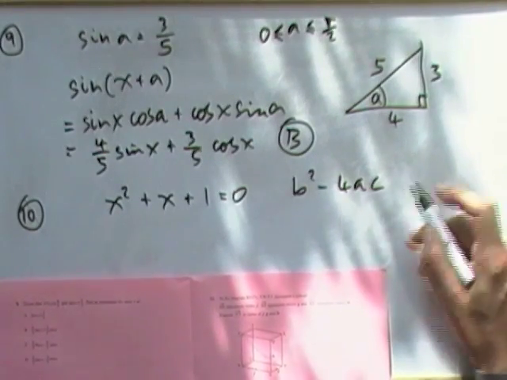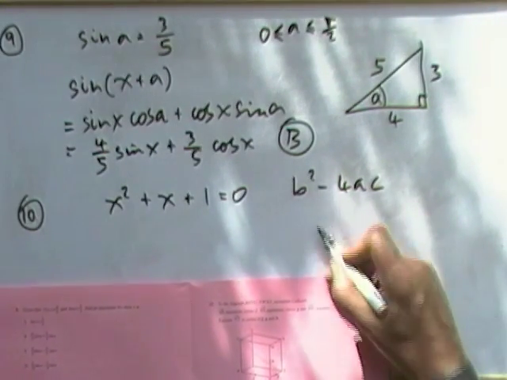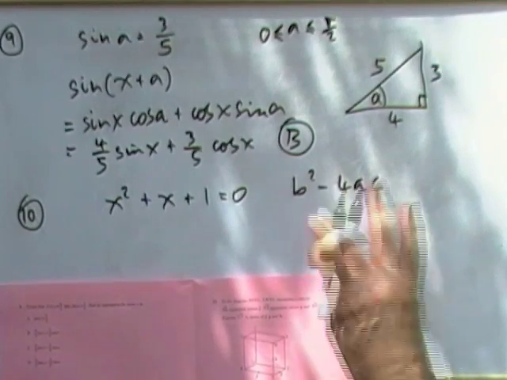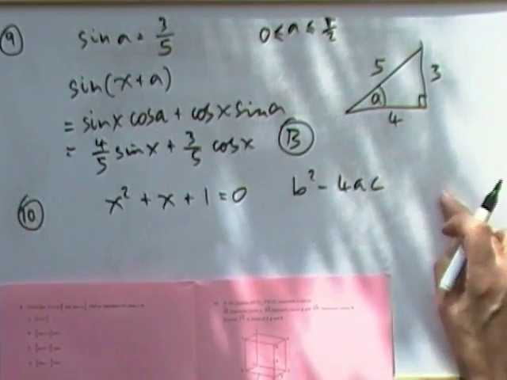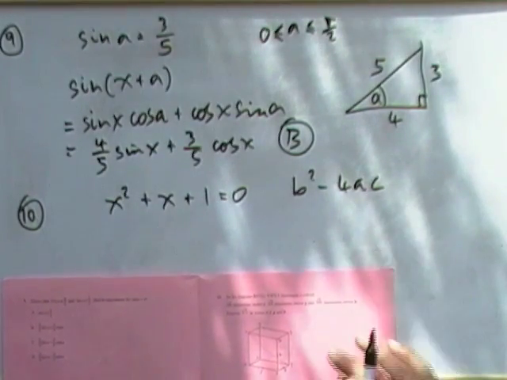If it's equal to 0, there'll only be one answer, but it'll be real, because plus or minus 0 will make the two answers the same. And if it's greater than 0, you'll get two distinct real answers.